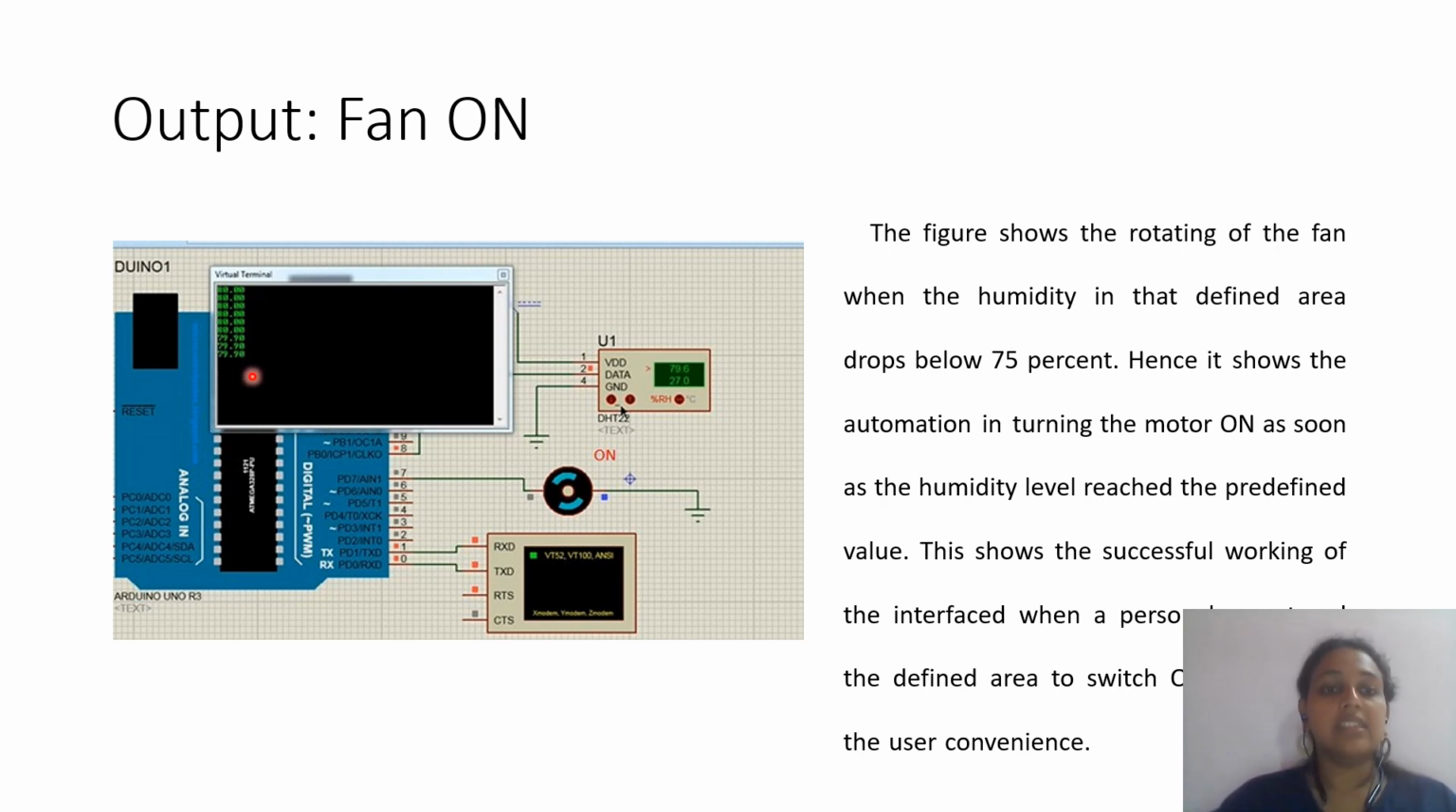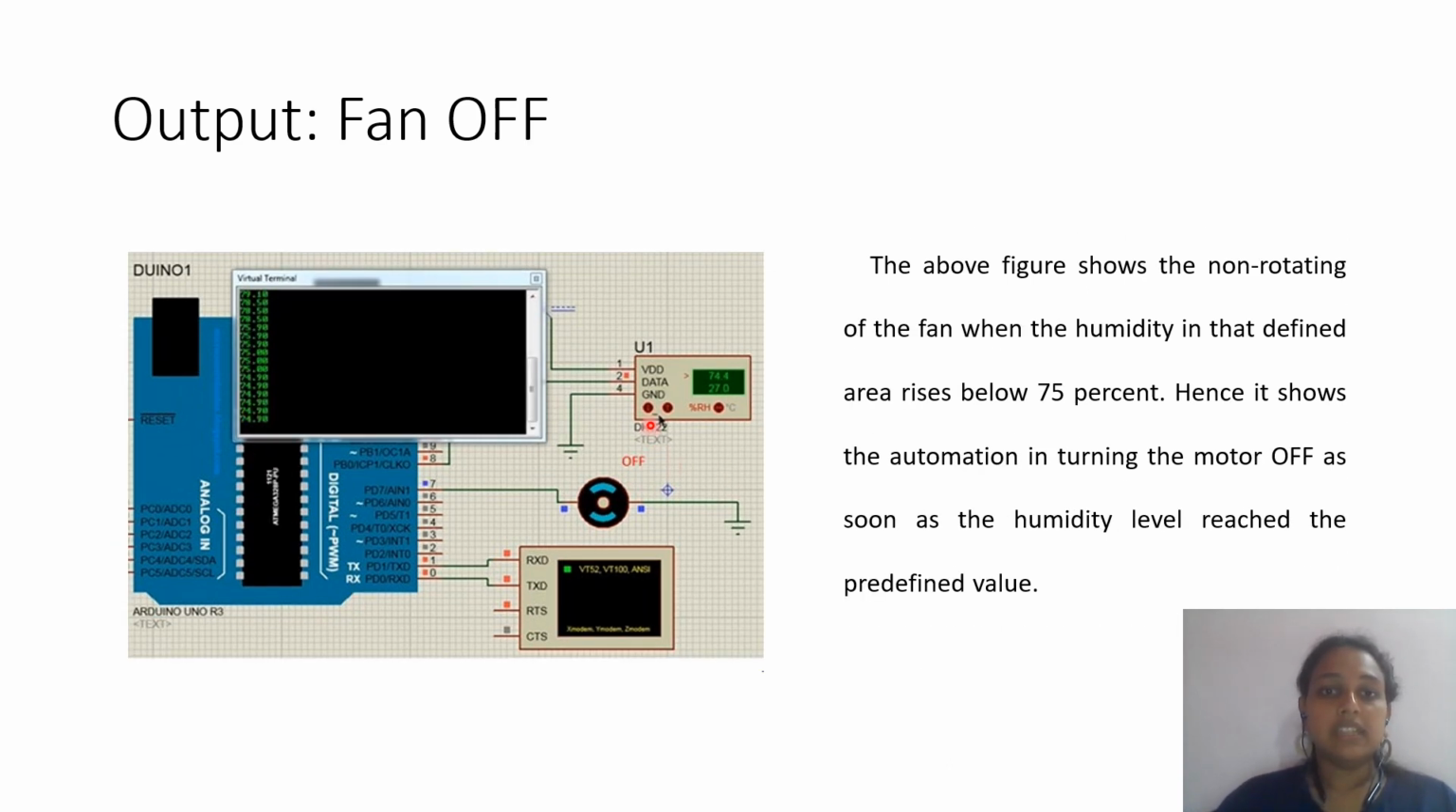79.9%, that is, it is above 75%. Hence, the motor is turned on as seen here in the workspace. Similarly, when I use the decreasing knob and decrease the temperature, the humidity has decreased below 75%, that is 74.9, and my motor has turned off. This also shows the successful working of the temperature sensor and the motor with the Arduino.